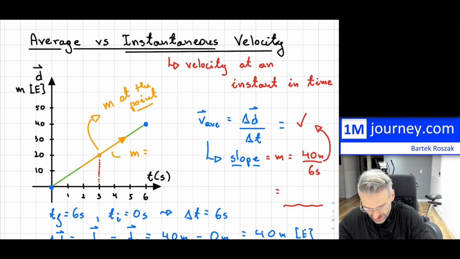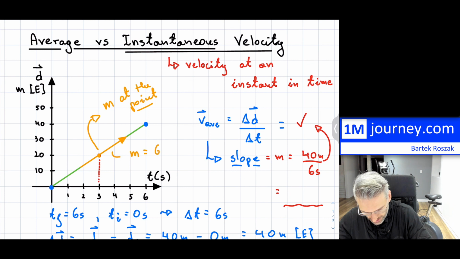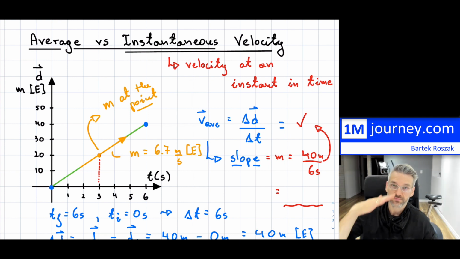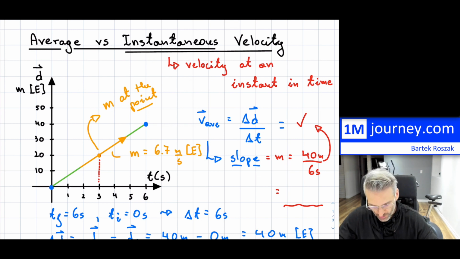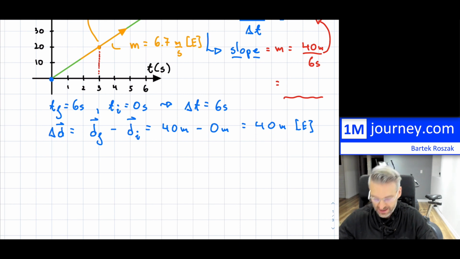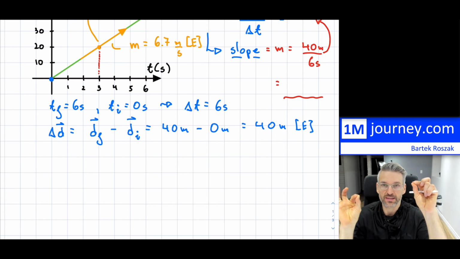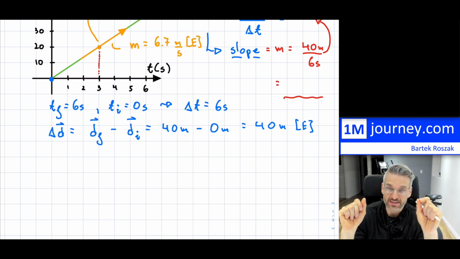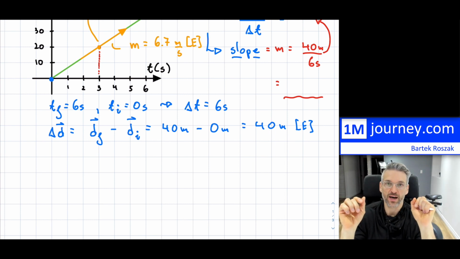Now, I'm not going to recalculate it again because I know that I have 40 divided by 6, so I'm just going to round it to 2 sig figs. This would have been our actual slope, and notice it is east. So it is the tangent to that particular point. Again, in summary, the average velocity is the velocity between 2 points in time, while the instantaneous velocity is the velocity at a specific point in time.